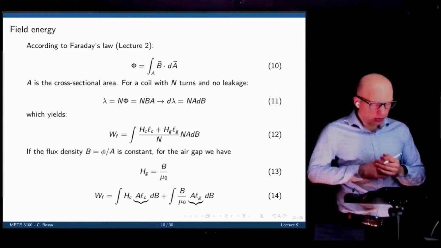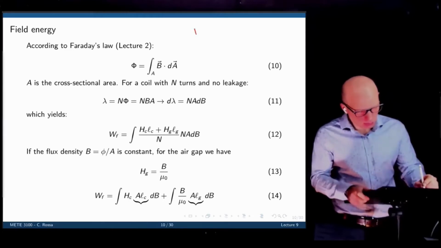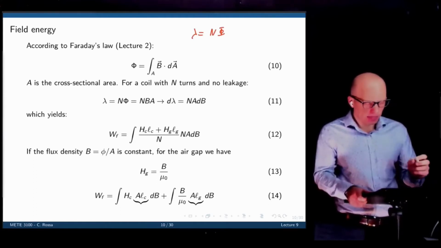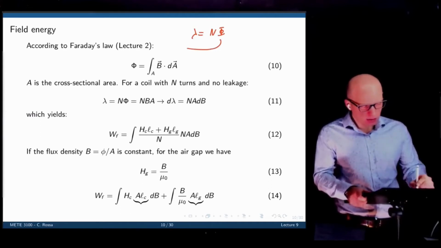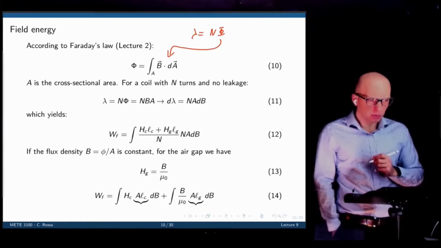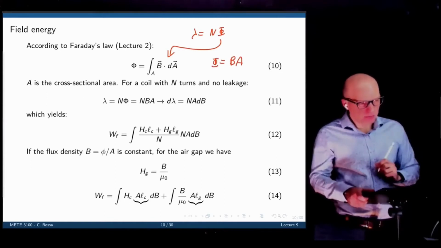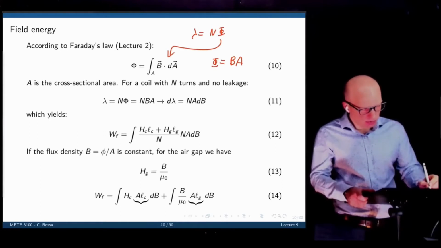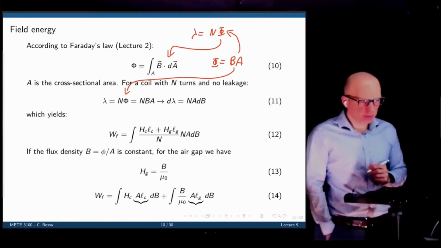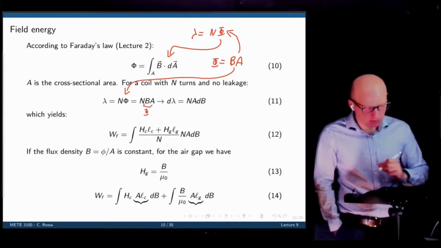And for a coil with N turns and no flux leakage, the flux linkage can be defined as simply the number of turns in the coil times the magnetic flux, which now can be related with Faraday's law from this equation. So we know that phi equals B times A, and you can simply replace B times A there, and here is what we get. The magnetic flux linkage equals the number of turns times BA, and BA is the magnetic flux phi.